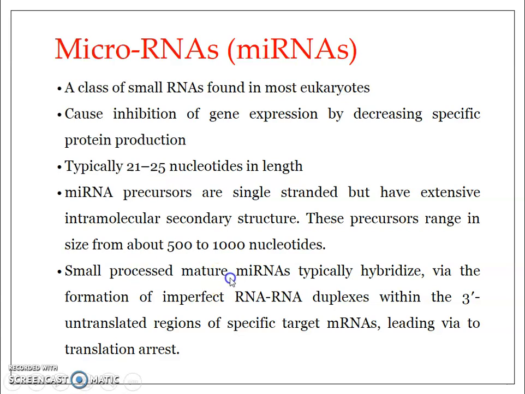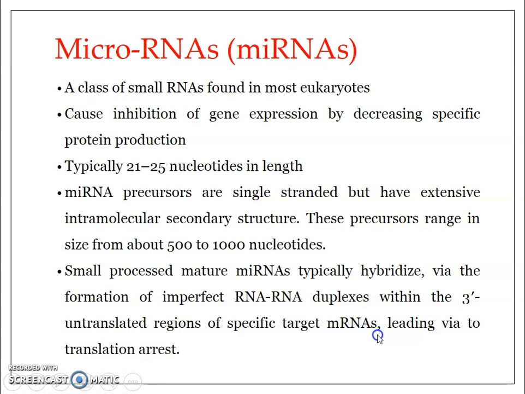Now these mature RNAs, how do they do it? Usually they hybridize with the mRNA at certain positions. So what happens? We get microRNA and mRNA duplexes. mRNAs are single stranded, right? So wherever the microRNA complementarily binds with the mRNA, a duplex is formed, and usually this duplex is formed at the 3' untranslated region of the specific target mRNA.